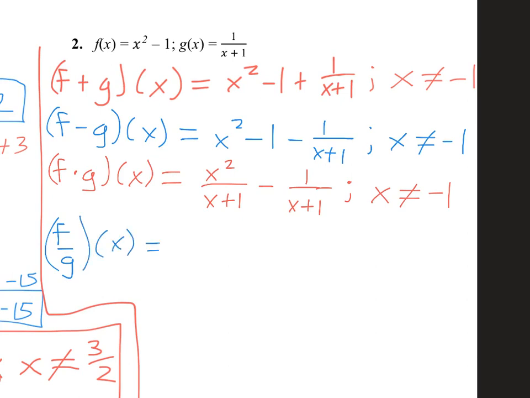Okay, for the quotient, we're going to have to flip and multiply. So we're going to take x squared minus 1 and multiply it by the reciprocal of g of x. So x squared minus 1 times x plus 1. And now I'll just multiply this out. So this is x cubed plus x squared minus x minus 1.